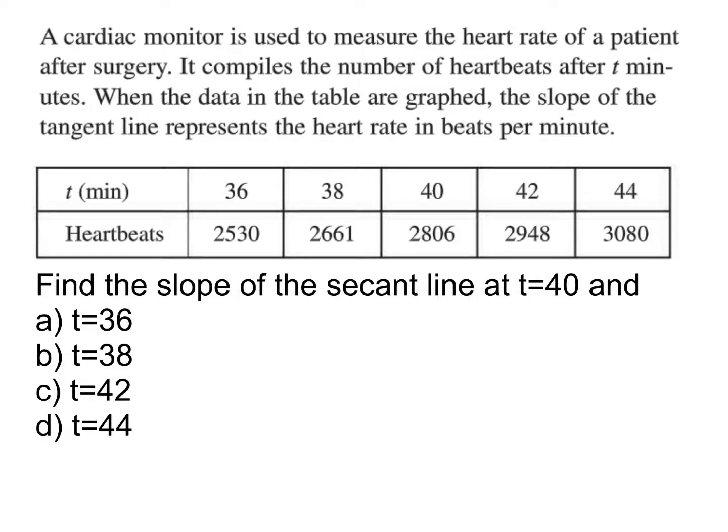Right, we're going to be doing this problem here, and in order for you to have something to look back on later, something in your notes that's useful, I would say write down this problem, especially the table. Then what I'd like you to do is individually find the slope of the secant line between t equals 40 and each of those four other t values.